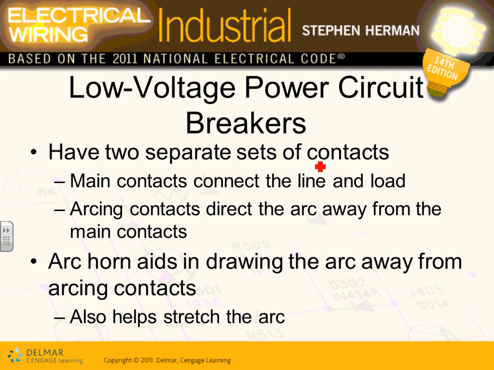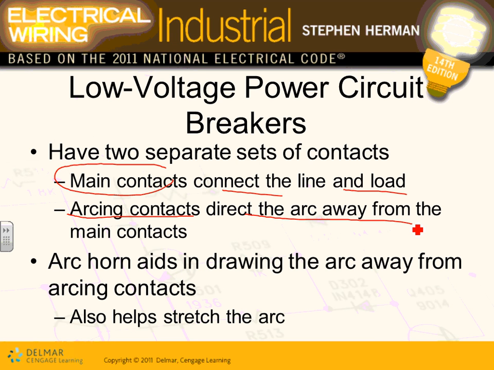Okay, low voltage power circuit breakers. Adam, you're looking at them right there, big boys. They have main contacts that connect the line and load. If you look at the back of them, they have contacts that connect the line. They're not torqued to it, they're plugged in. They have arcing contacts that direct the arc away from the main contacts. So when it comes to circuit breaker design, guys, I can't emphasize this enough: it's all about getting rid of the arc safely. They add different contacts to get rid of the arc so you don't burn the contacts that are carrying the current under normal conditions.